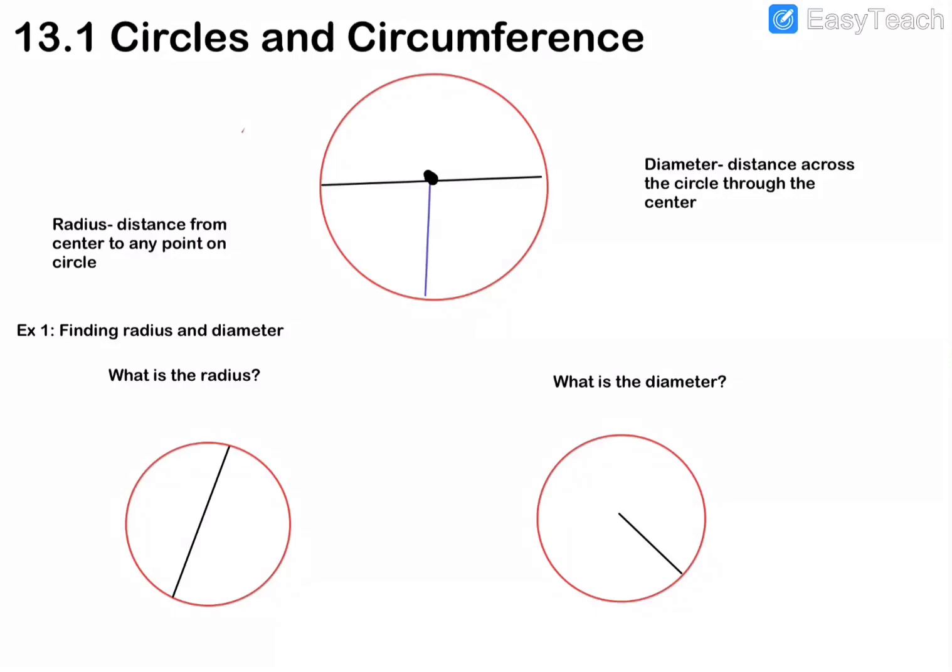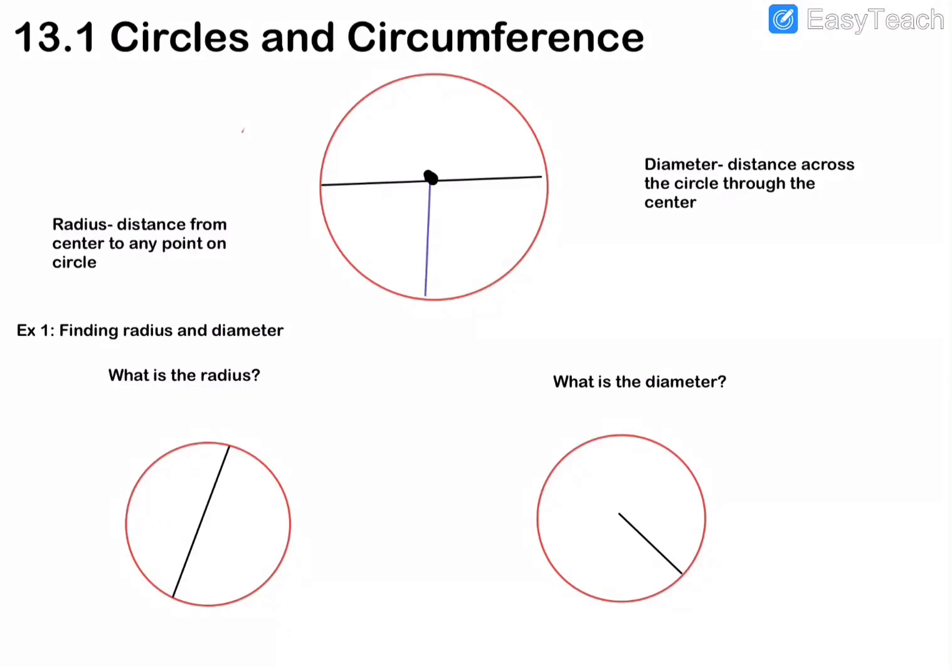Monday's assignment was to do the What You Learned Before in the Big Ideas textbook, right before chapter 13, because we are done with chapter 12. We're moving on to chapter 13. So that What You Learned Before is a refresher to bring back some concepts that we are going to use in chapter 13. So today we're starting 13.1, which is circles and circumference.